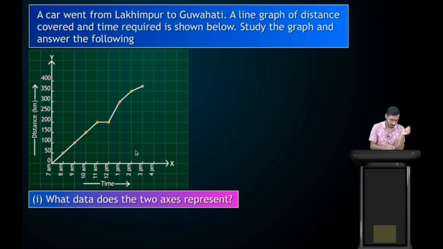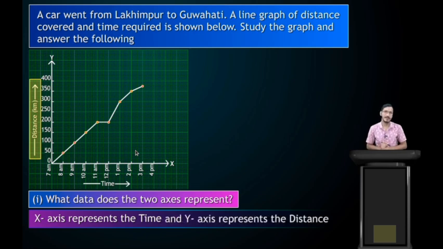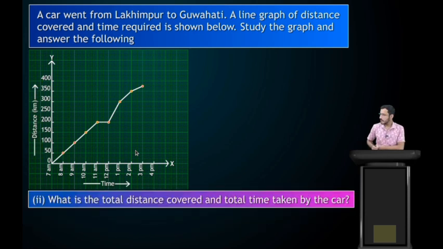You can see the horizontal axis, the x-axis, shows time, and the y-axis shows distance in kilometers. So time and distance. The x-axis represents time and the y-axis represents distance. So the graph is a time-distance graph. Now the second question is, what is the total distance covered and total time taken by the car? Can you tell me the right answer here?